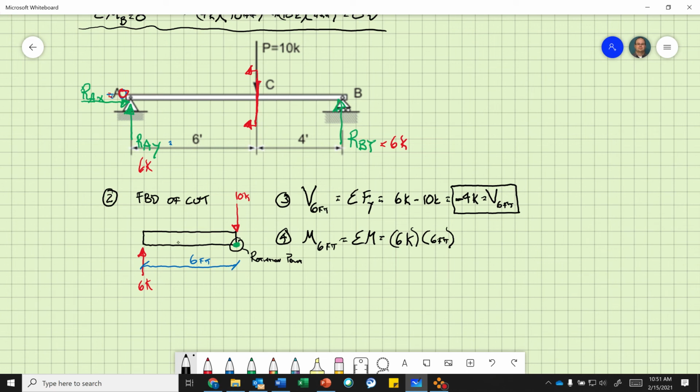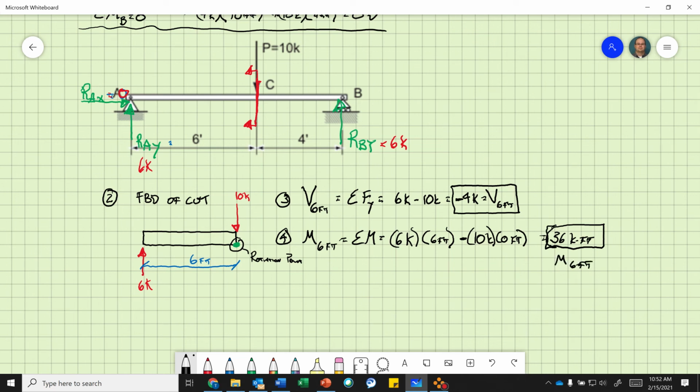Okay, I keep going across from left to right, minus 10 kips times 0, because the line of action is right through the rotation point. So that equals 6 times 6 is 36 kip feet, is my moment at 6 feet.